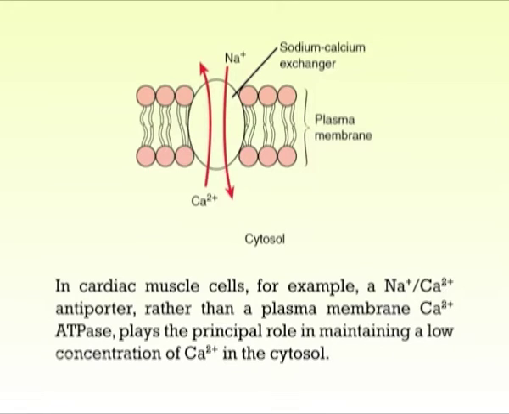Now let's study some examples of antiporters, which are also known as exchangers. The plasma membrane of most cells contain one or more types of antiporters, which couple the movement of a co-transported ion, which is often sodium ion, down its electrochemical gradient to the movement of a different molecule in the opposite direction against a concentration gradient. In cardiac muscle cells, for example, a sodium-calcium ion antiporter, rather than a plasma membrane calcium ATPase, plays a principal role in maintaining a low concentration of calcium ions in the cytosol.